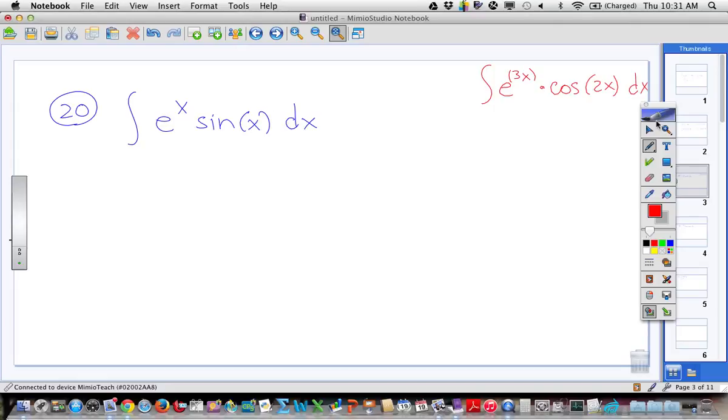Now, what's going to happen? Well, you know in an integration by parts, whatever you have for u, you're going to do the du, which means derivative, right? And whatever you have for the dv, you're going to do what?